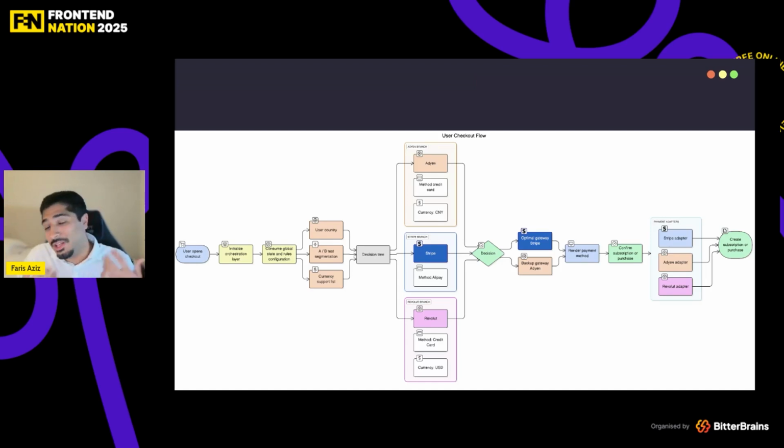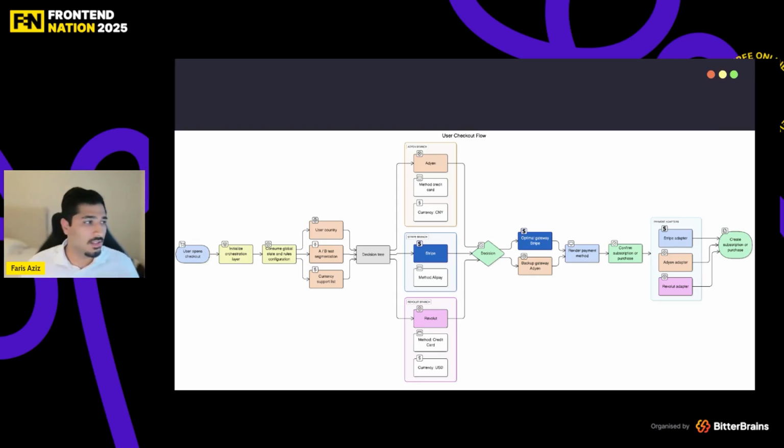For example, in a global state, you may have the user's current country. You may actually have a bunch of A/B test segments. So maybe you're testing different payment providers, or you're testing different currencies. So this payment orchestration layer can consume that too, to test things and see what works better in certain regions. And then a list of supported currencies. Then it goes through a decision tree, and based on the gateways that you've configured, it decides whether it's going to route something through Adyen, Stripe, or Revolut.